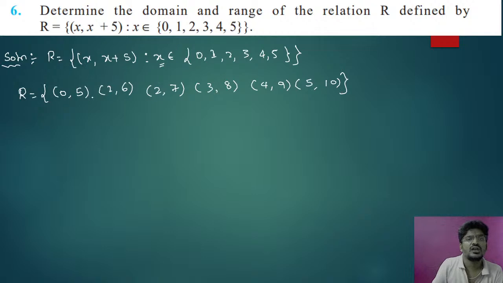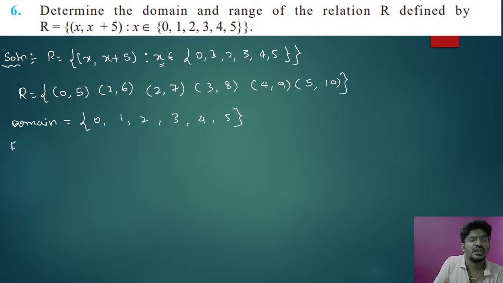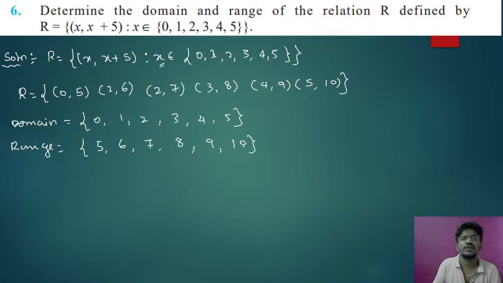So therefore here you can see the domain is equal to the set {0, 1, 2, 3, 4, 5}. And the range you have is {5, 6, 7, 8, 9, 10}. Okay. So this is the domain and range of your given problem number 6.